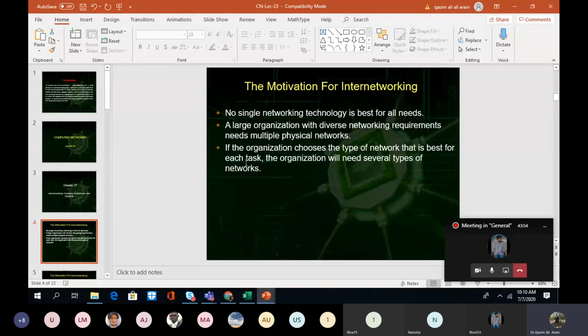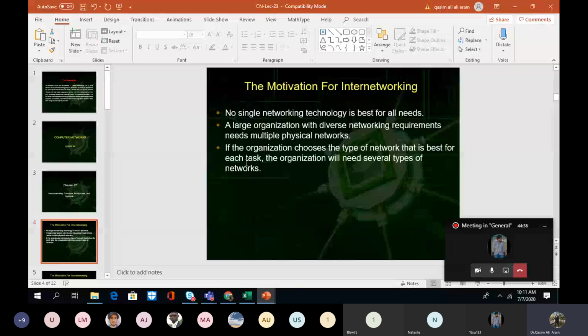If we have a single LAN inside one building, we might be using a single network, and there must not be any problem. But if there is an enterprise level organization with diverse networking requirements, I mean they have different hardware, different software, then they require multiple physical networks. They require different sites which might be connected with each other by using different devices, right? And I will be telling you that specific device which is going to connect multiple physical networks. That is the conclusion, or the end, of today's lecture, right?